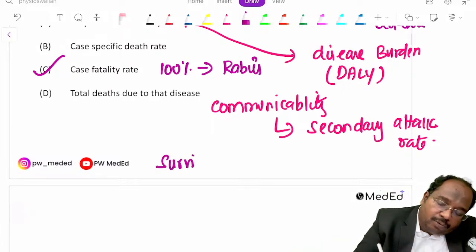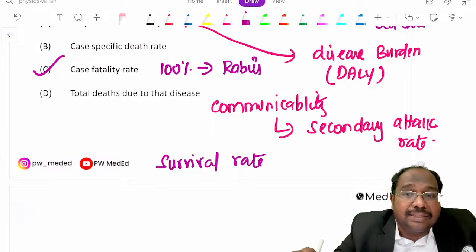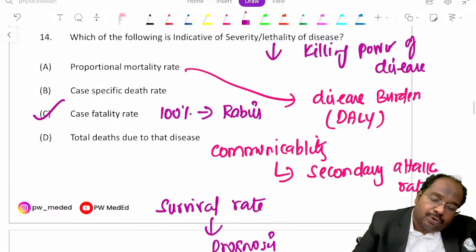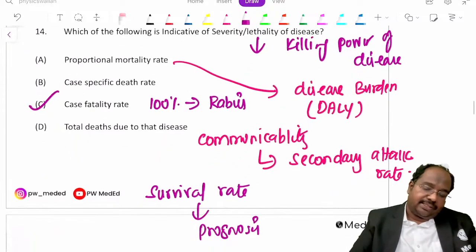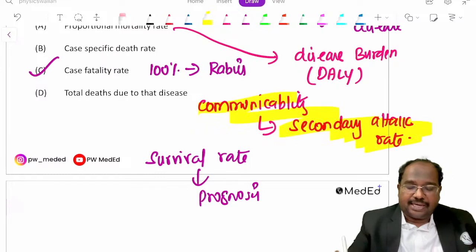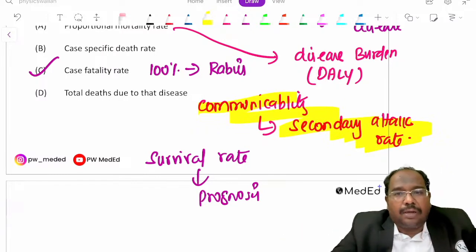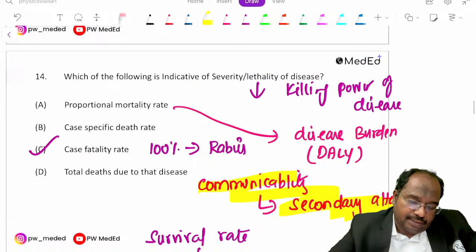Survival rate, we have one more, the 5-year survival rate, probably you heard of it in pathology and other subjects, in cancers. So the 5-year survival rate will tell you prognosis. We are talking purely exam oriented, we are teaching purely exam oriented. I think this was asked recently in your exam: communicability, secondary attack rate. Okay, we'll go to the next one, guys.